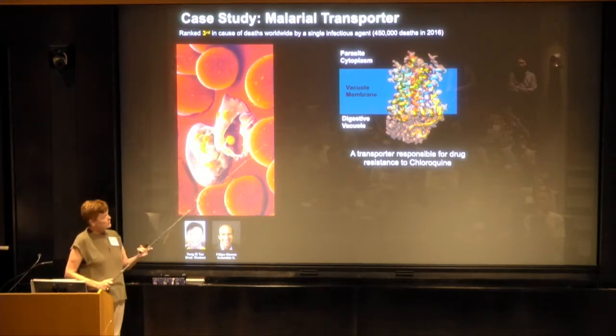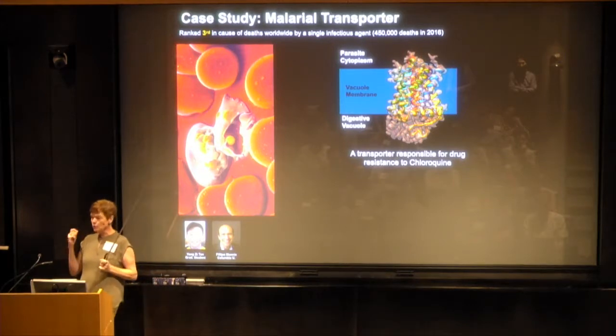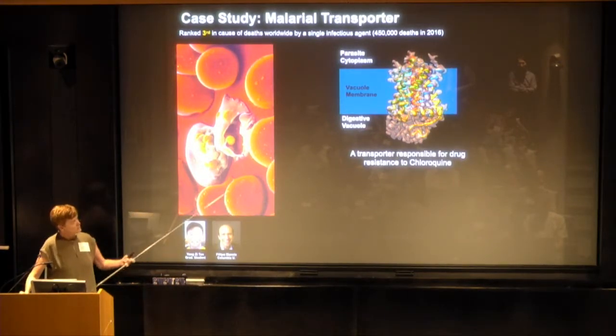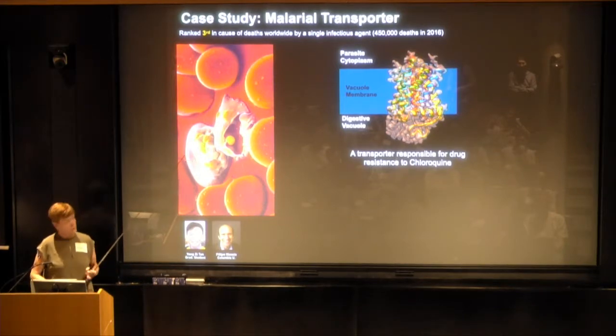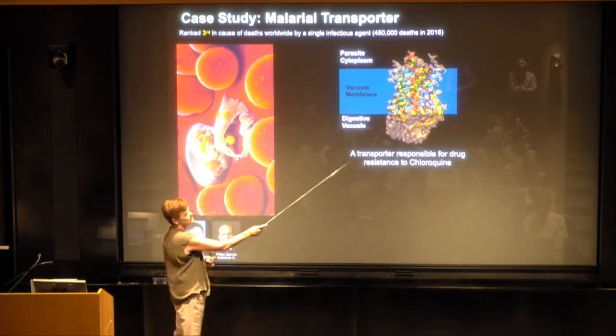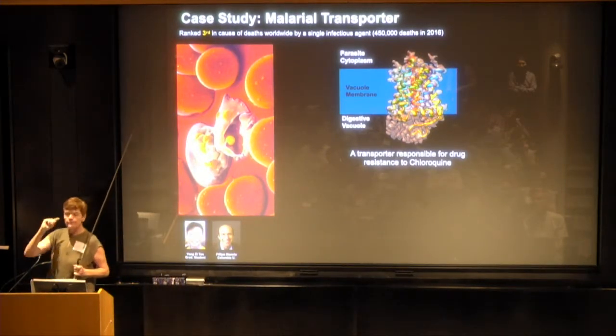The original drug that everybody used was called chloroquine in the 1950s. It was incredibly effective. It was super cheap. And the parasite became resistant to that chloroquine. And it became resistant because of a mutation in this particular machine inside the parasite. And all that machine does is flip the drug.